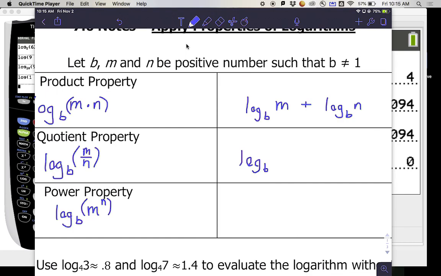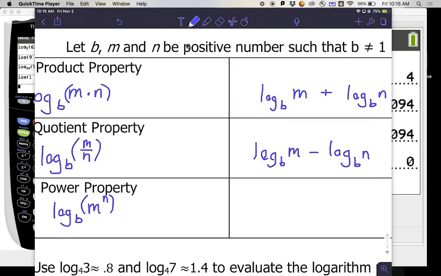Okay, the quotient property, kind of the same idea except instead of addition, we'll do subtraction. So we'll go log base b of m minus log base b of n. So we'll subtract the two, and whatever's in the numerator comes first. Whatever's in the denominator needs to have a negative out in front.